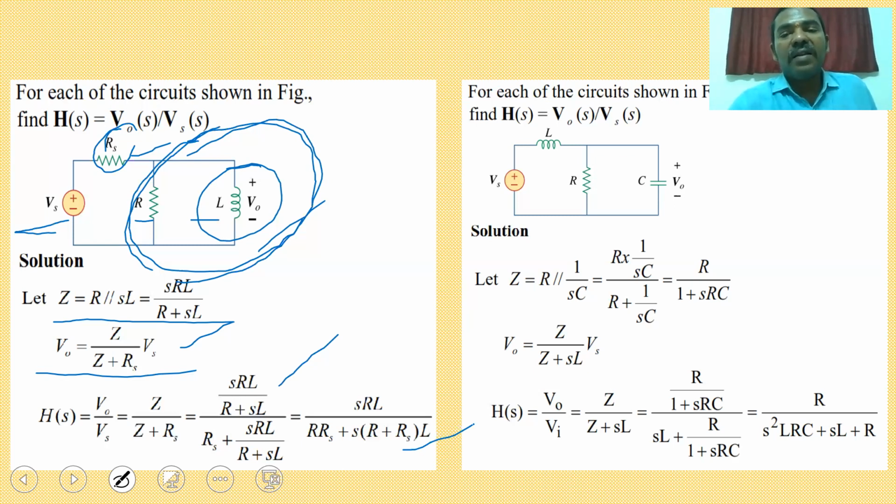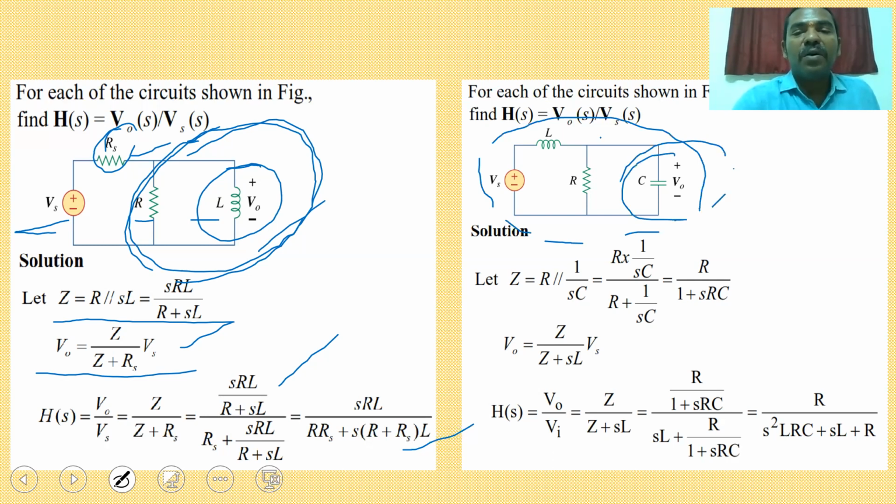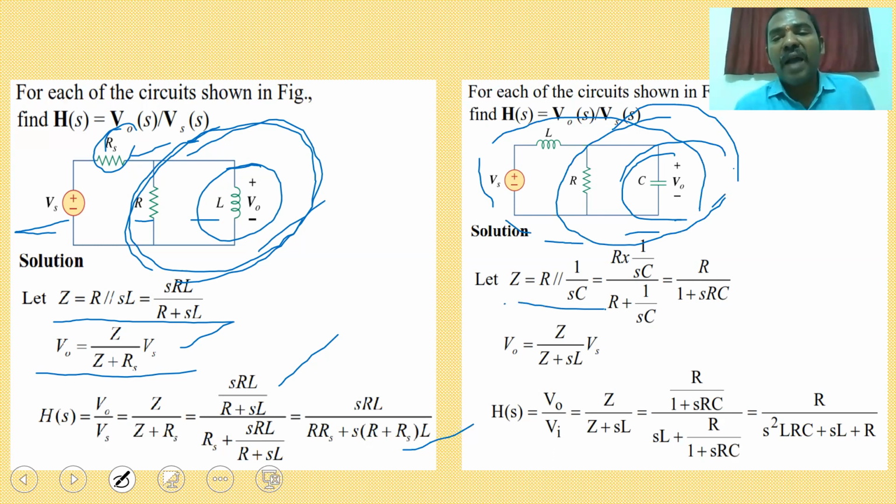So here they are given a circuit. Here also you have to go for the H(s) value, V0(s) by V(s). V0(s) is the voltage drop across the capacitor. So the two parameters R and C are connected in parallel and it is connected in series with the inductance L. So I am calculating the Z. R parallel with the capacitance 1 by Cs. So R into 1 by Cs divided by R plus 1 by Cs. So finally you can get R divided by 1 plus S into RC.